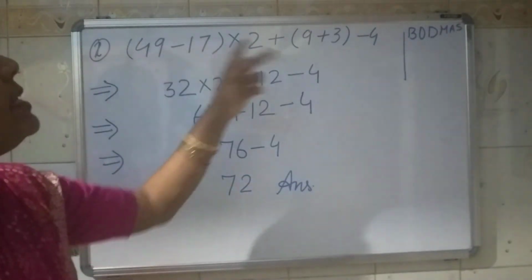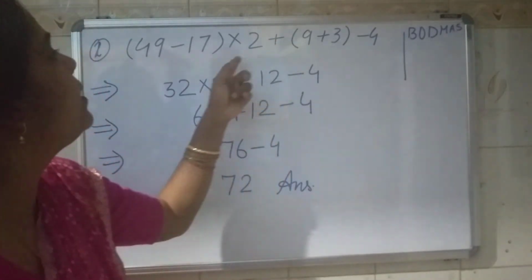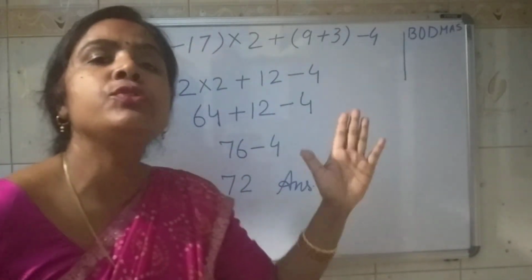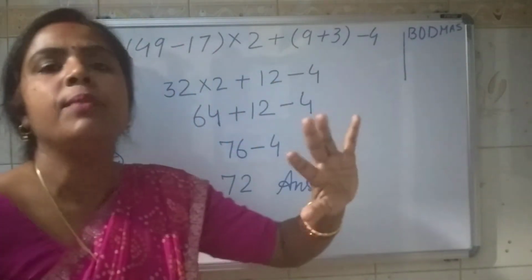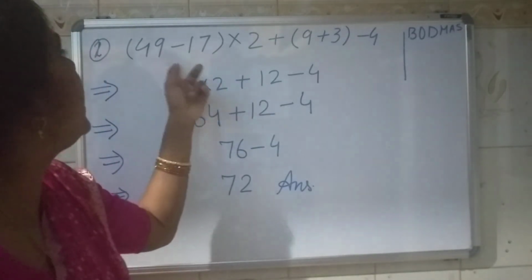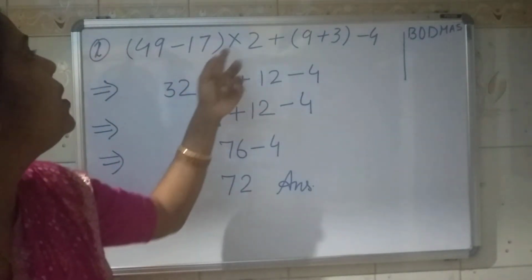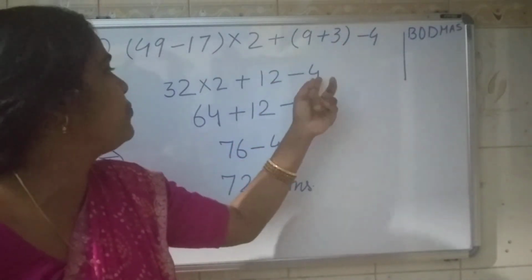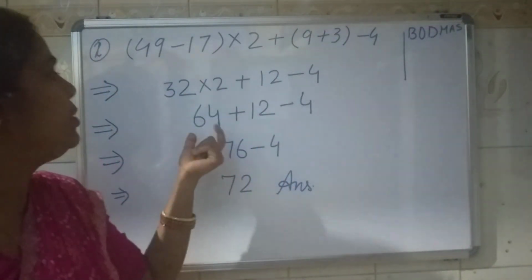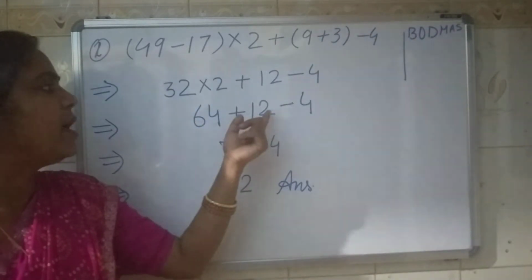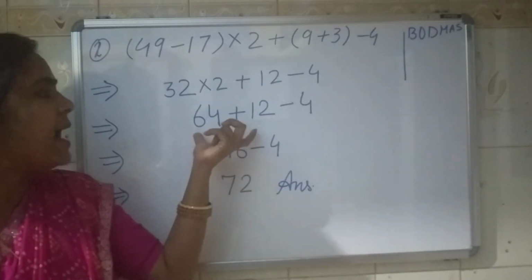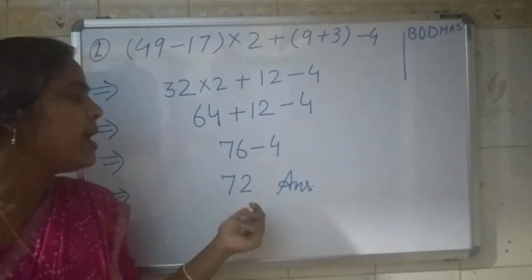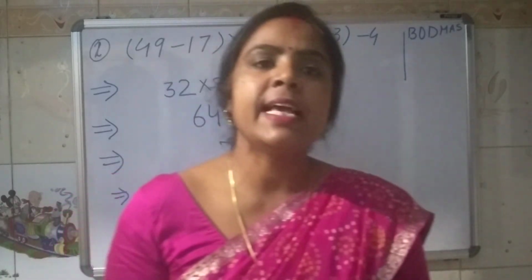In this question there is no of. So what we have to do? There is no division. So whatever is given, you have to see that only. No need to solve so many things. So 49 minus 17 is 32. Then multiply by 2 plus 9 plus 3 is 12 minus 4. Now 32 multiplied by 2 is 64 plus 12 minus 4. Now add these two numbers. 64 plus 12 is 76 minus 4, and this is 72. I hope this exercise is clear to you.